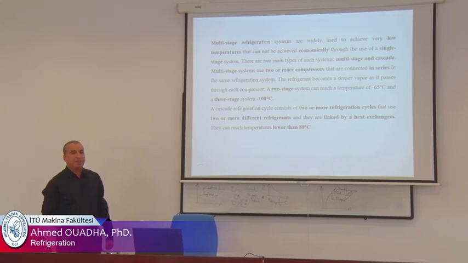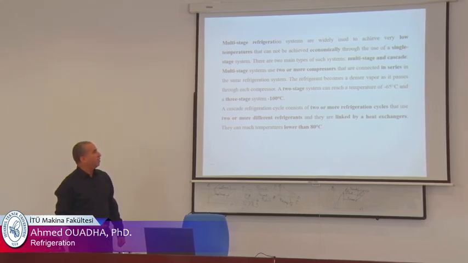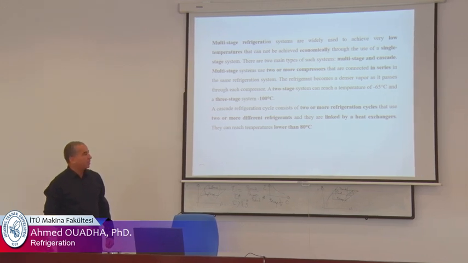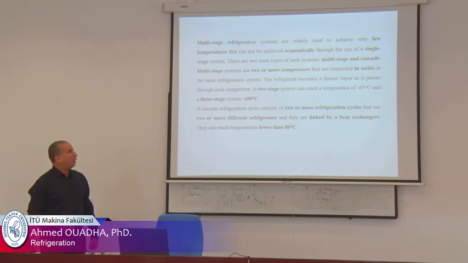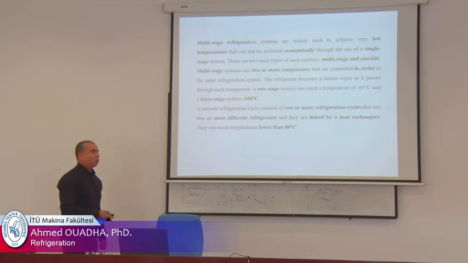So generally, with a multi-stage refrigeration system, for a two-stage for example, we can reach a temperature of minus 65 degrees, and we can reach minus 100 degrees with a three-stage. And in the cascade cycle, we can reach temperatures lower than minus 80 degrees. It is also possible to use, for example, a cascade refrigeration cycle to liquefy natural gas, so we reach minus 160 degrees.